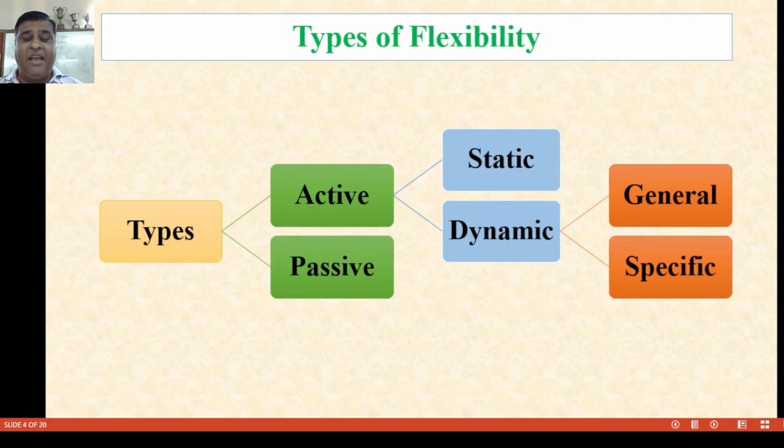The types of flexibility: there are two types, active and passive. Under the active, there are two types, static and dynamic. Under the dynamic, there are two types, that is general and specific. We'll discuss one by one.